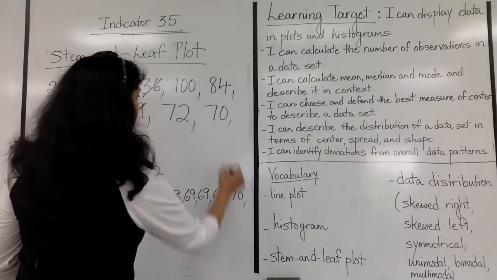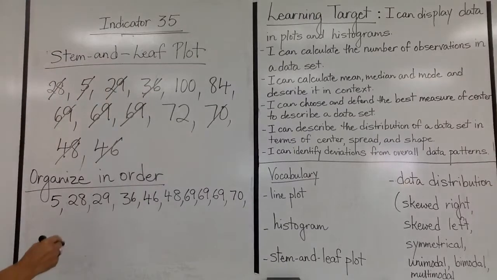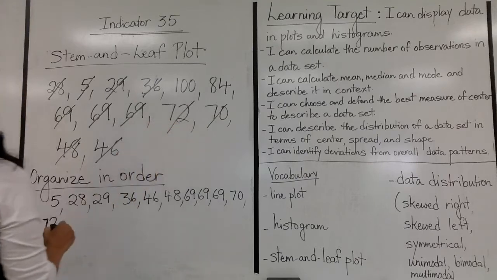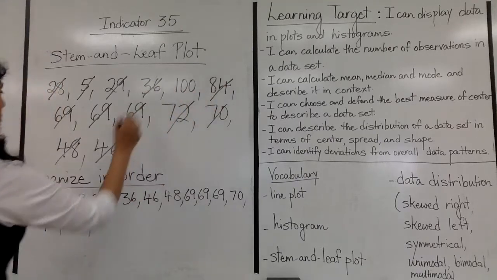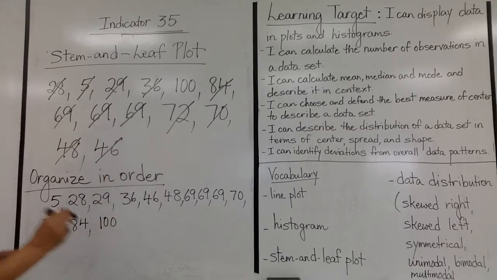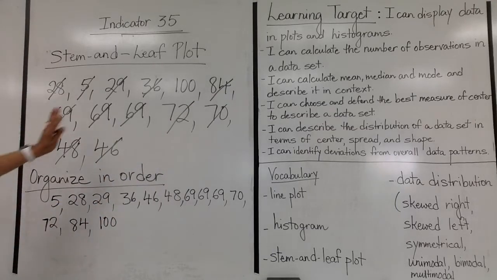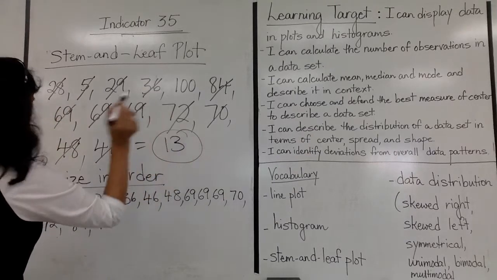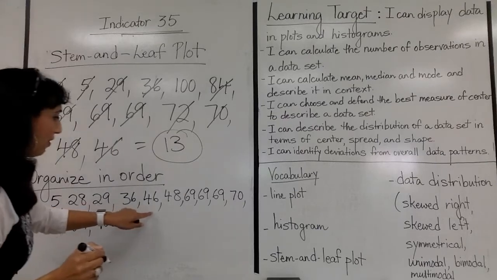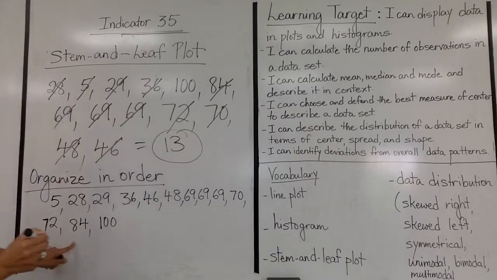Then you have 70. Then you have 72. You have 84. And you have 100. Okay, so now let's count. Do I have all the numbers? We said we had 13 numbers, or 13 values. 1, 2, 3, 4, 5, 6, 7, 8, 9, 10, 11, 12, 13. So yes, I have 13 over here also. So I'm in the right direction.